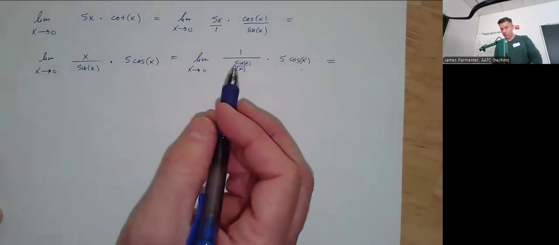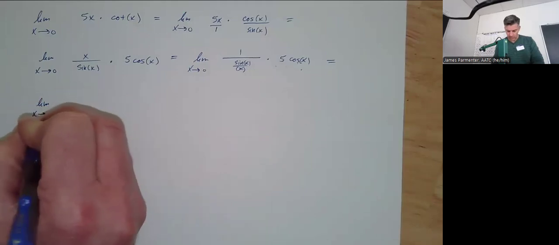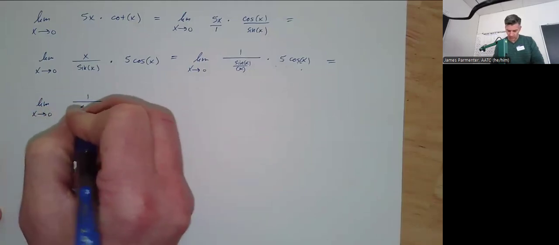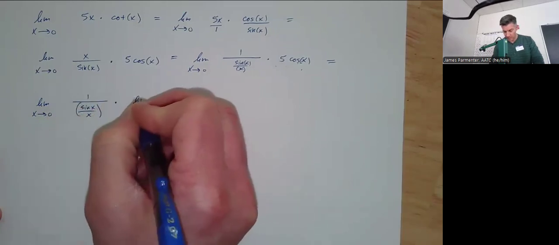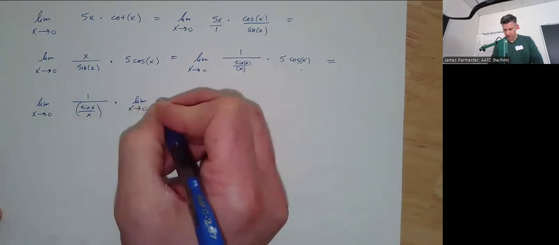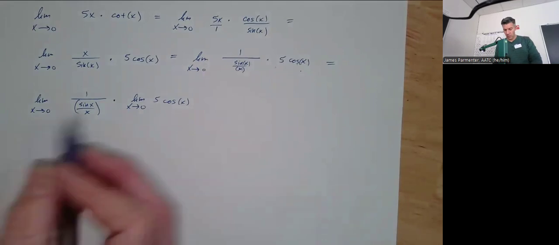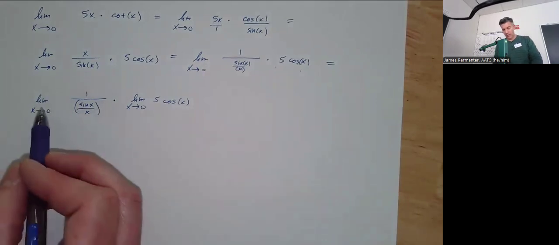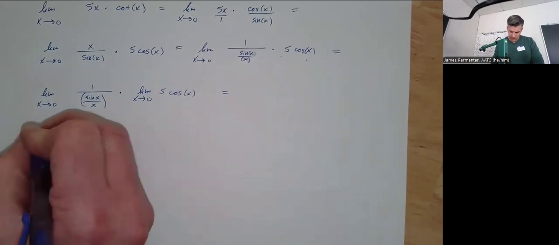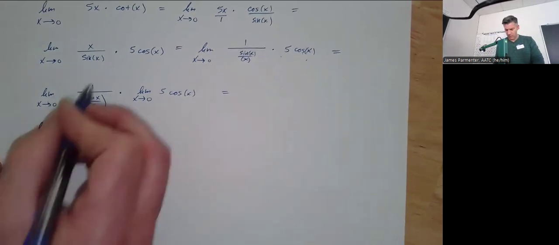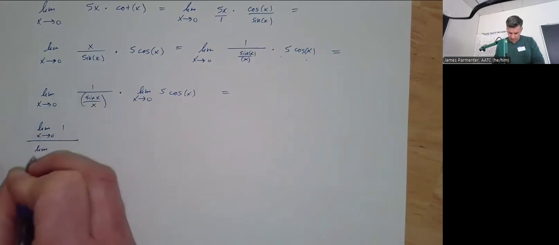We're going to use the product rule and say it's the limit as x approaches 0 of 1 over sine x over x times the limit as x approaches 0 of 5 cosine of x. And then we're going to use the quotient rule for this first one, meaning the limit of a fraction is, don't write all this out, by the way, unless you really, really want to. But the limit of this fraction is the limit of the top over the limit of the bottom.